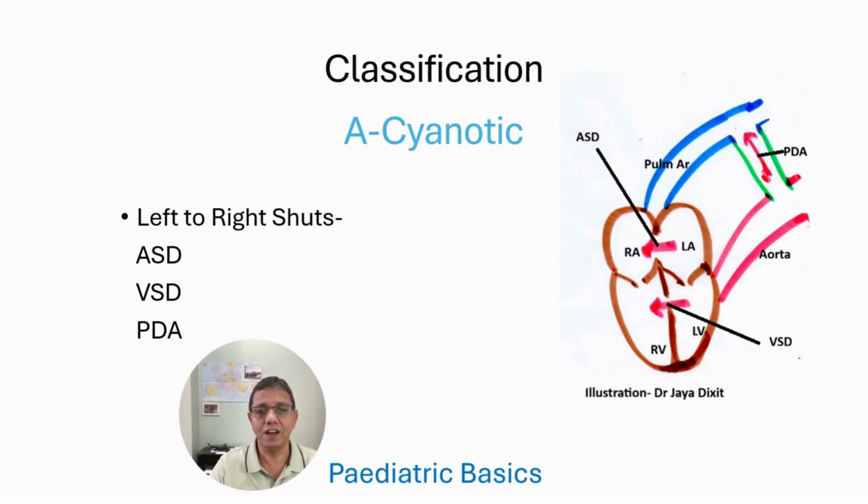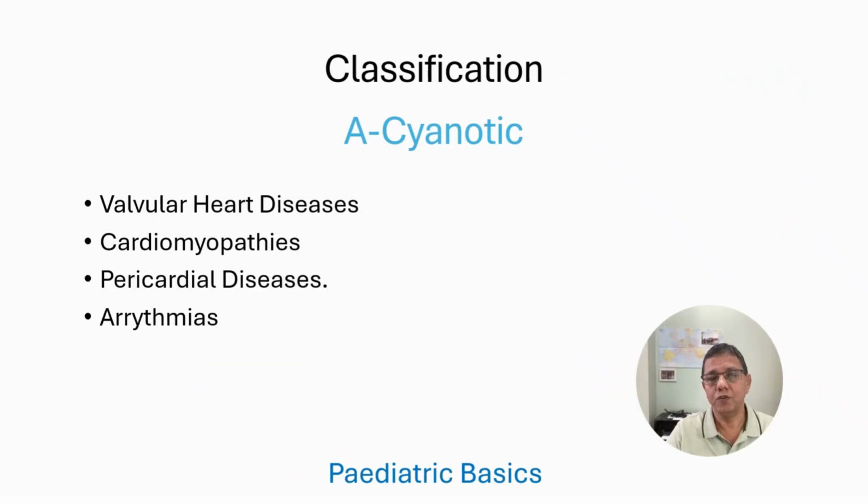All of these are left to right shunts because of the pressure difference between the left side of the heart and the right side of the heart. Apart from the left to right shunt, which I just mentioned, there are other acyanotic congenital heart conditions. Valvular heart diseases can happen to any of the valves, but the common ones are the aortic and the pulmonary valve lesions like aortic stenosis and pulmonary stenosis. Then cardiomyopathies, pericardial diseases, and arrhythmias.